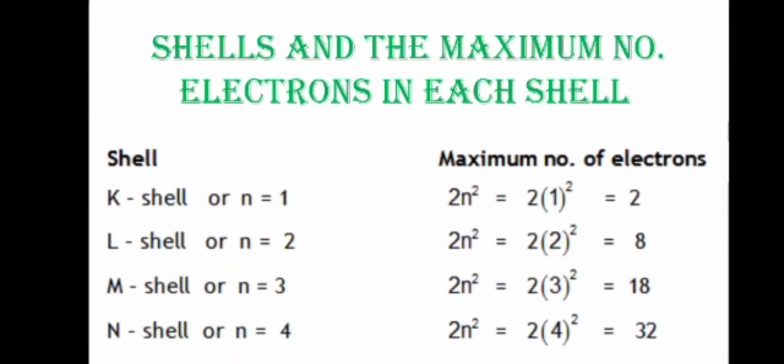So 2n square is the equation for finding the maximum number of electrons in the K shell, L shell, M shell and N shell. What is this n? n is the shell number. That means first shell or second shell or third shell, like that we take n. So first shell means K shell, right? So 2n square means 2 into 1 square, so that is 2. Like that we do for the L shell, M shell, N shell. We will get how many electrons each can accommodate.